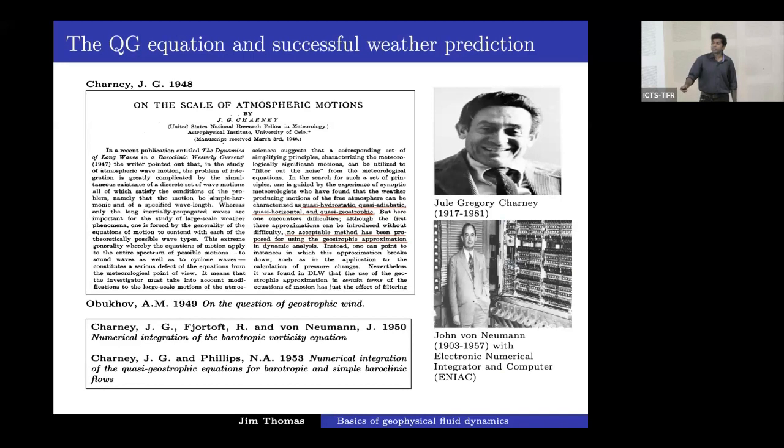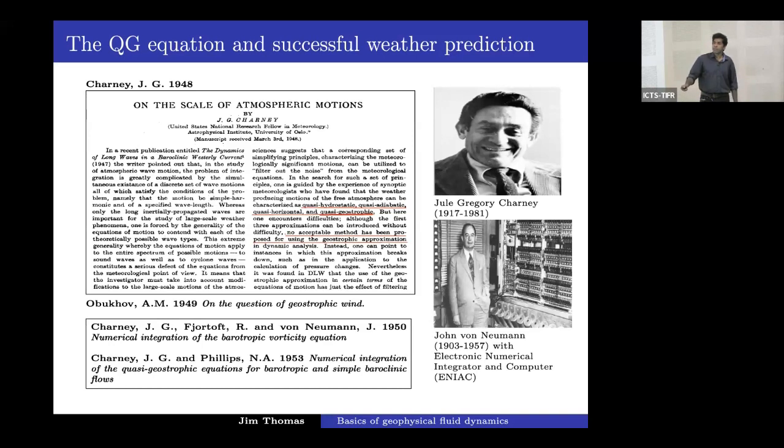After many years, Charney, a meteorologist who used to be at Princeton, wrote a famous paper in 1948 where he derives the quasi-geostrophic equation. Charney makes the point that the equations of motion are very complicated because we have a lot of dynamics, and somehow we have to focus on the dynamics that matter the most. He makes the case that we should ignore everything else, focus on the balanced component of the flow, and derive a simpler equation for the balanced component alone. That is the quasi-geostrophic equation, which was derived in this paper.